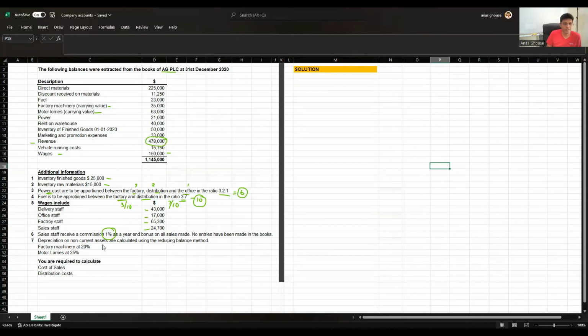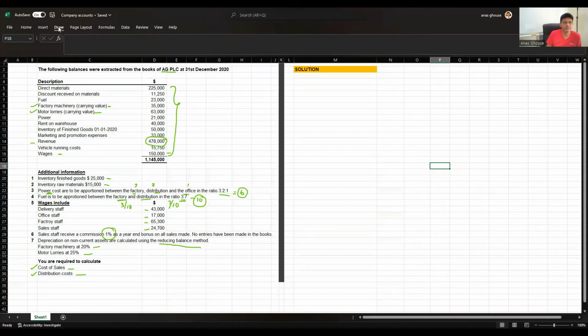The depreciation on non-current assets is calculated using the reducing balance method. The factory machinery is at 20%, the motor lorry is 25%. You are given the carrying value of the factory machinery and the motor lorries, which is the net book value. On this, you have to calculate the factory depreciation and motor lorries depreciation. You are required to calculate the cost of sales amount and the distribution cost. Out of all this information, we need to split these expenses into cost of sales and distribution cost, after taking into account all these adjustments.